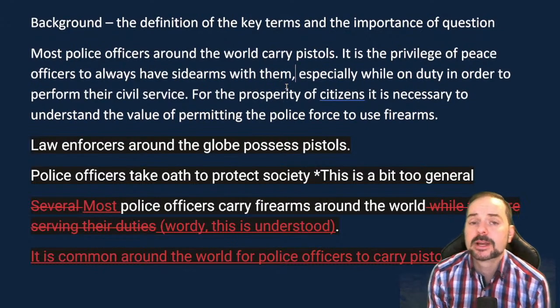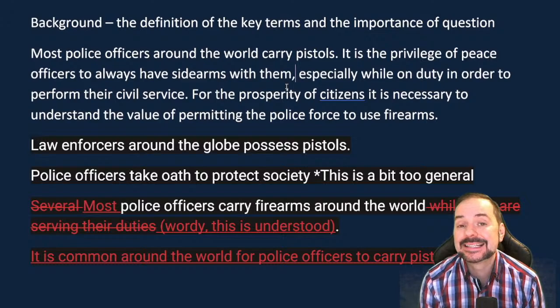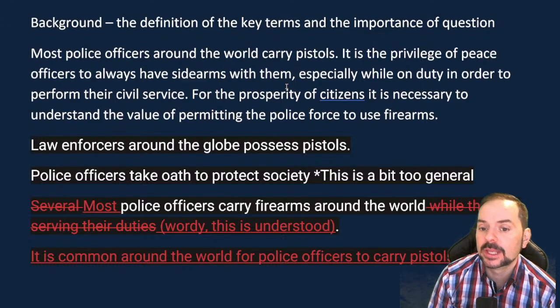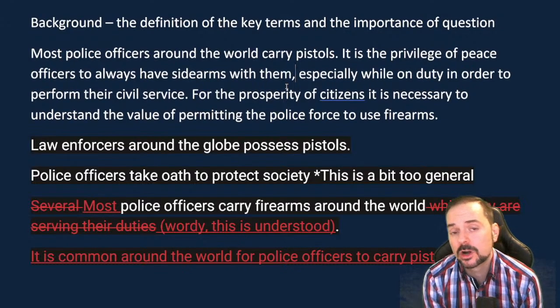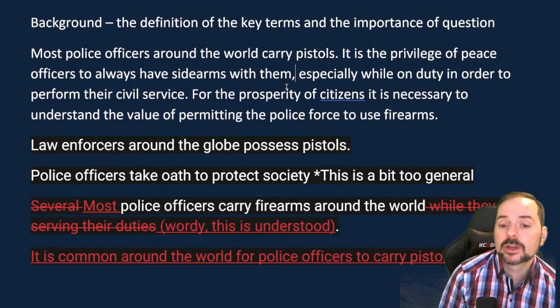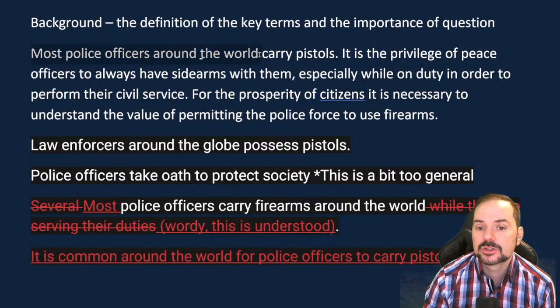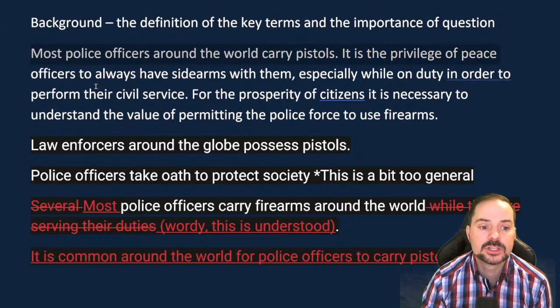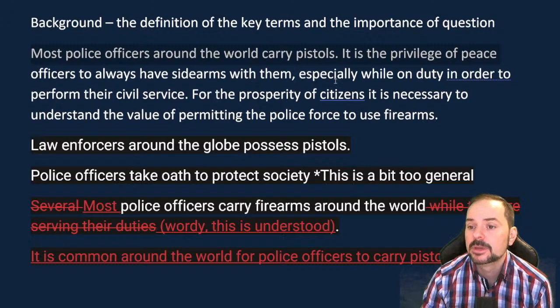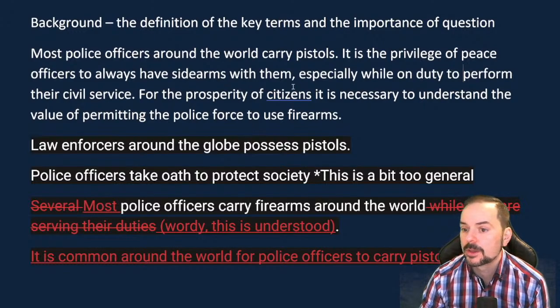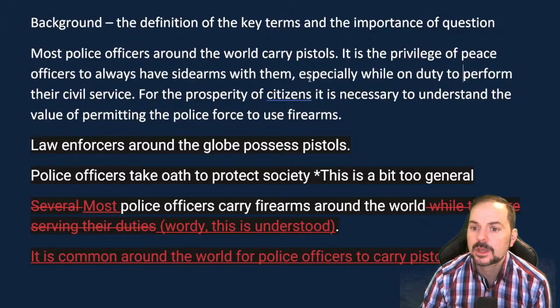So the latest version of Microsoft Word is actually helping you to write concisely in English, and I think that's brilliant. When you're using that, keep the original, so copy the original that you wrote, and also make a copy of the change. It is the privilege of police officers to always have sidearms with them, especially while on duty, in order to perform their civil service. And here, for in order to, it's saying to be more concise, you can just use to. So especially while on duty to perform their civil service.